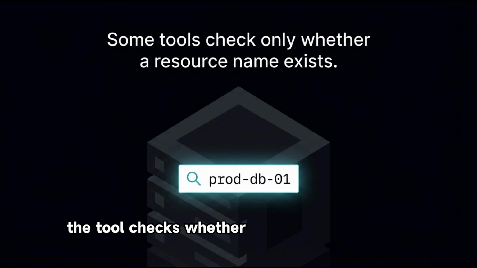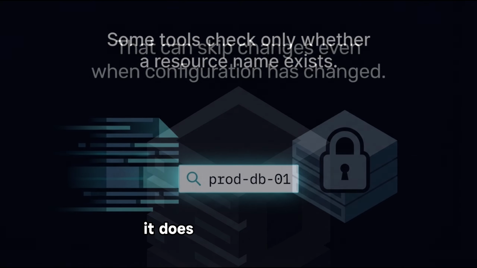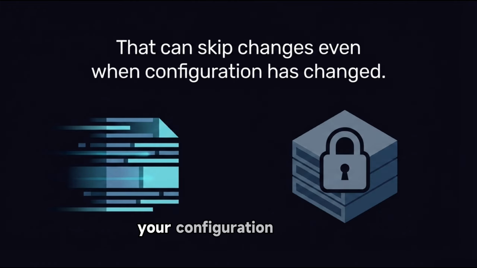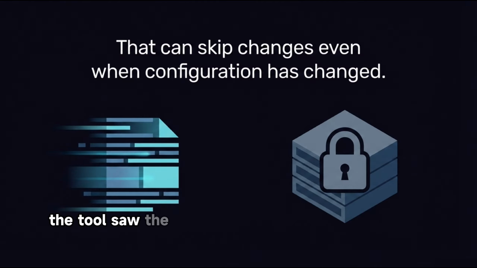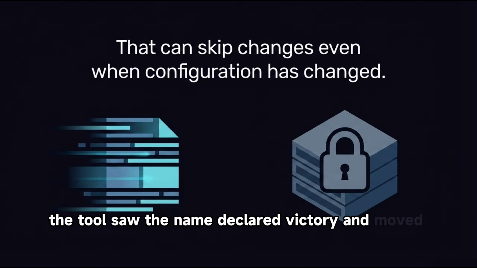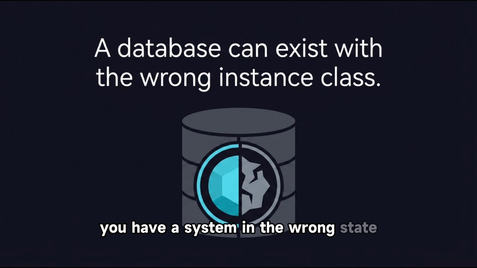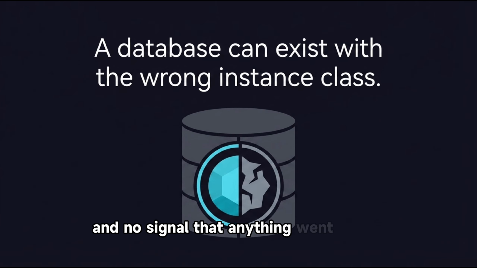The tool checks whether prod-db exists. It does. The tool concludes the resource is already provisioned and skips it. Your configuration changed. The tool saw the name, declared victory, and moved on. The database is still the wrong instance class. The tool reported success. You have a system in the wrong state and no signal that anything went wrong.